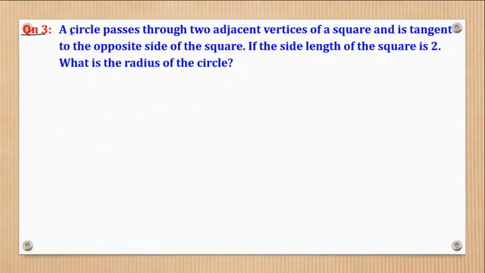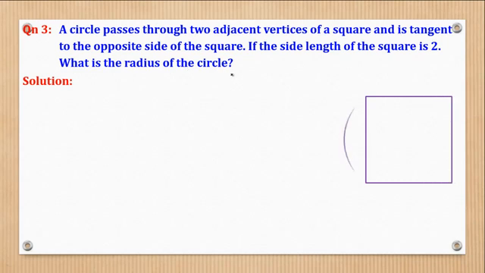Then question 3 says a circle passes through two adjacent vertices of a square and is tangent to the opposite side of the square. If the side length of the square is 2, what is the radius of the circle? So here we still need to make a sketch. We have a square and we have a circle. It is tangent here and passes through the two vertices.